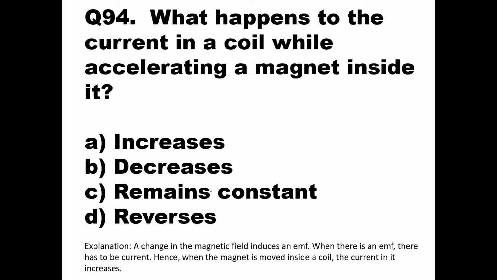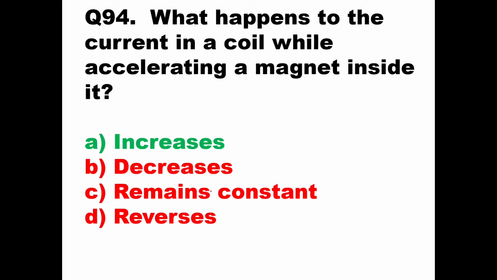Whenever we have a magnetic field, a change in the magnetic field will induce an EMF, electromotive force, that is voltage. When there is an EMF, there has to be a current. That means whenever a magnet is moved inside a coil, the current will increase. So for this question, what happens to the current in a coil while accelerating a magnet inside it? That current will increase. So option A, increases, will be the right answer.